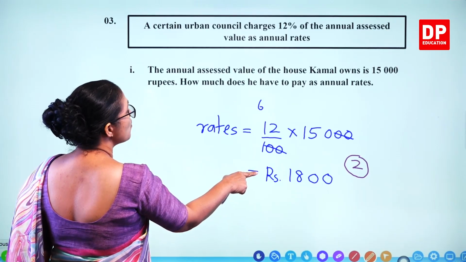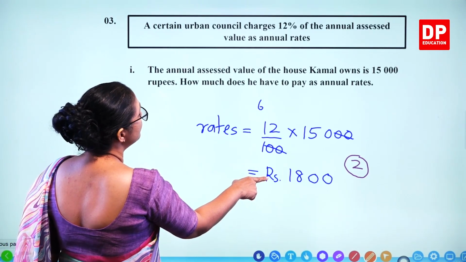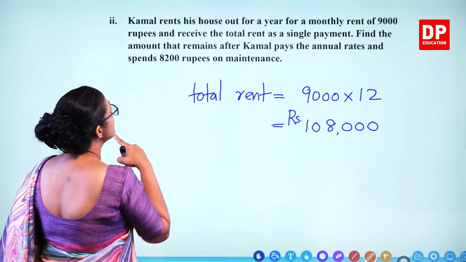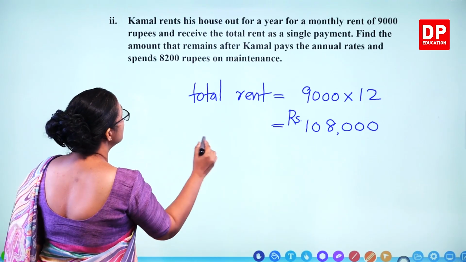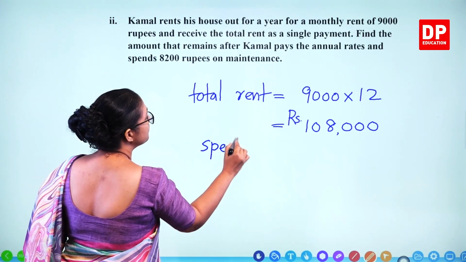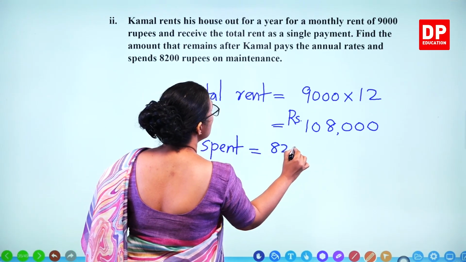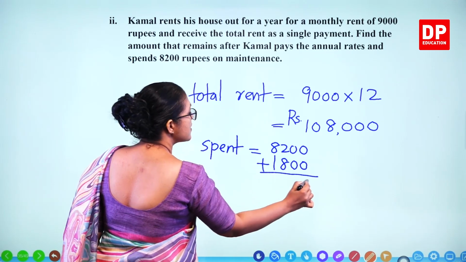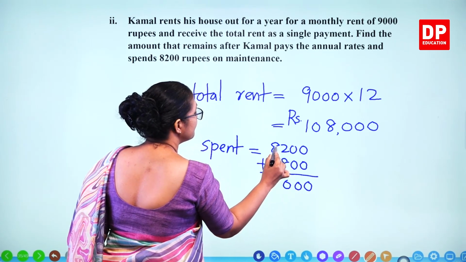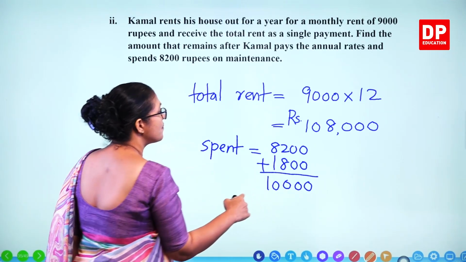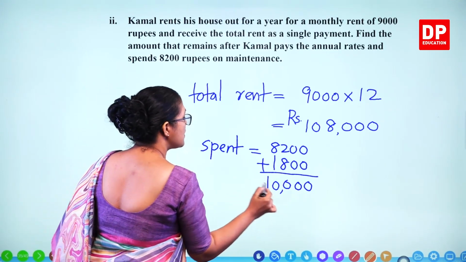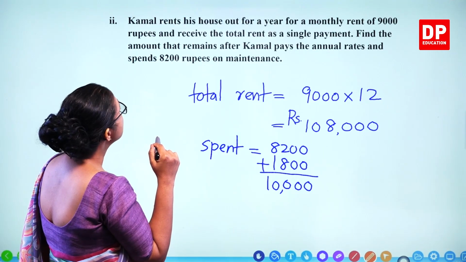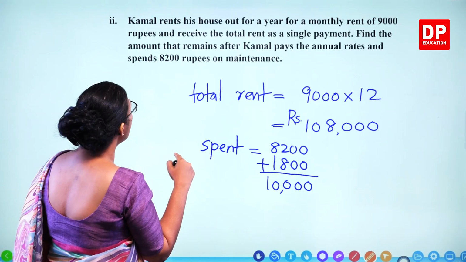Then he spent 1,800 for rates, and the maintenance cost 8,200. The amount spent: 8,200 for maintenance cost and 1,800 for the rates. 10,000 he spent. So what is the remaining amount?